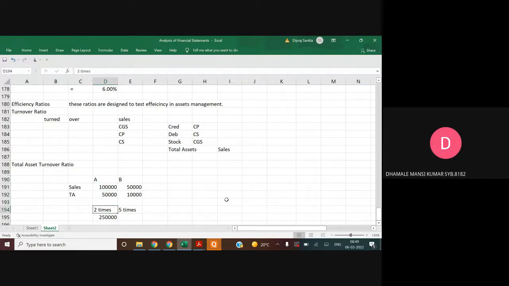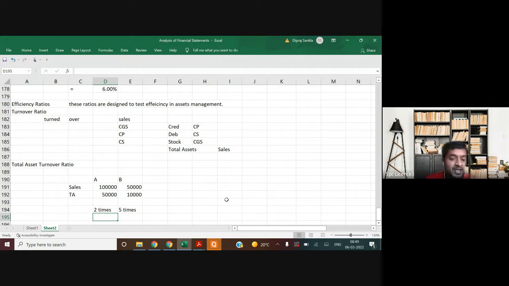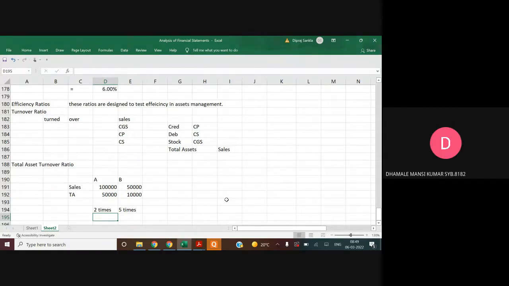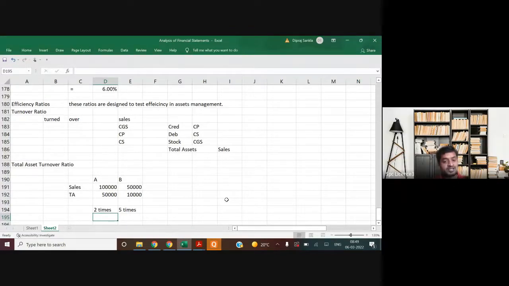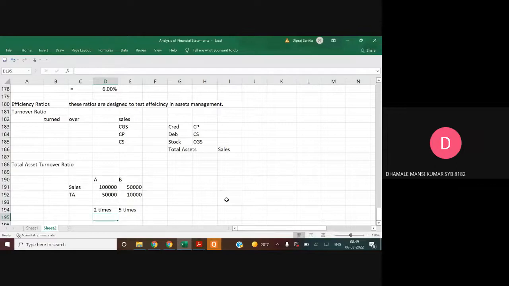So you tell me here, A company used 50,000 of assets but its sales are only 2 times, but B company's total asset value is 10,000, and with 10,000 its sales are 5 times the total asset value, right? Now you tell me, which company is good at utilization of total assets? Company B.